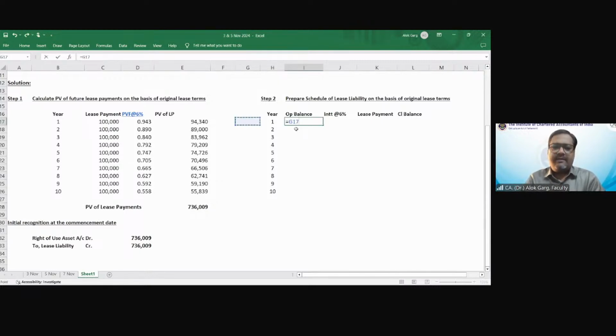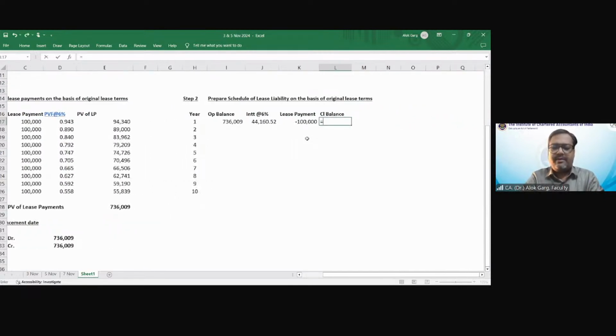So what is my opening balance? 736,009 is my opening balance. What is my interest? 6% is my interest. And lease payment is minus 1 lakh. Minus 1 lakh means I'm making a payment. This is my sum.